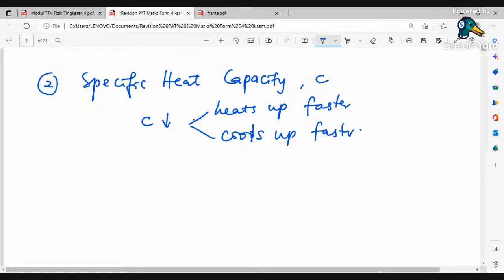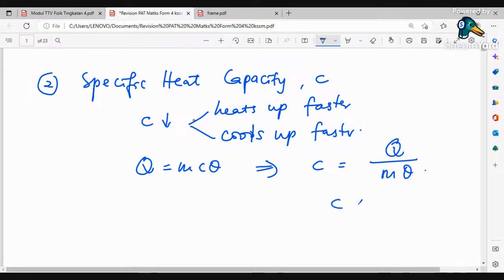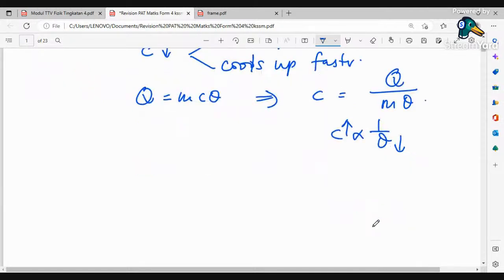Specific heat capacity, you kena memorize the formula. Q equals mc theta. Specific heat capacity c equals Q divided by m theta. So you can see the relationship between c and theta is inversely proportional. Means larger c, smaller change in temperature. Maksudnya dia heats up slower.